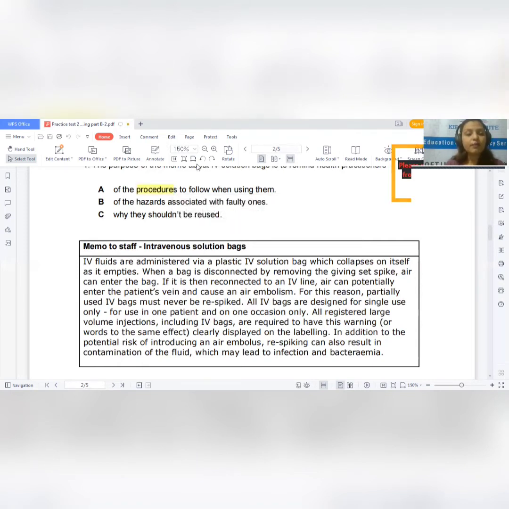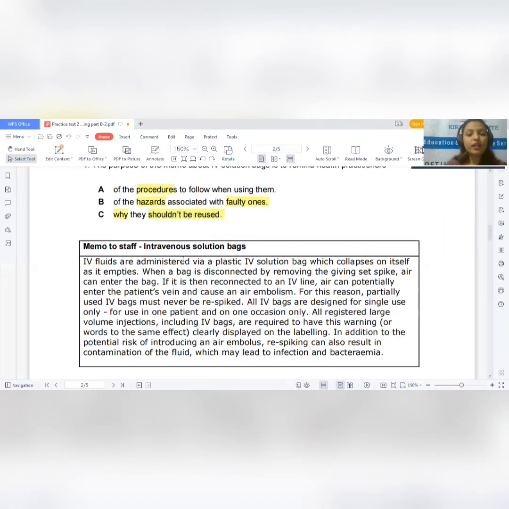Option B says of the hazards associated with faulty ones. So not only hazards but hazards associated with faulty ones. This is another keyword. Option C says why they shouldn't be reused. Okay, these are my keywords.